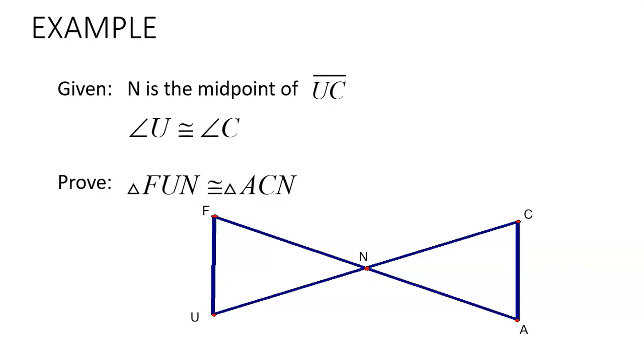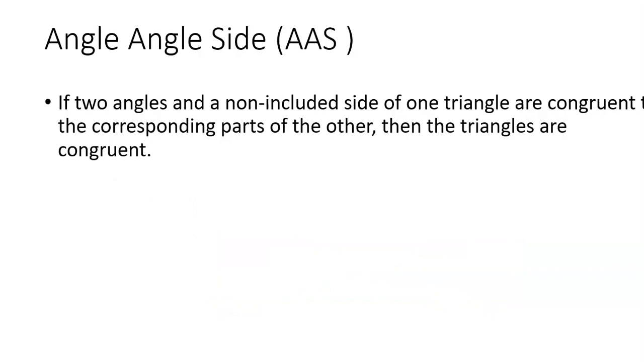All right, so you might want to write this down somewhere, that N is the midpoint of UC. The two angles are congruent, so angle U in the corner over here and angle C in the corner up there are congruent to each other. If N is the midpoint of UC, then eventually I'm going to be able to conclude that those two segments there are congruent to each other, and I'm trying to prove that the two triangles are congruent. All right, you got that somewhere?